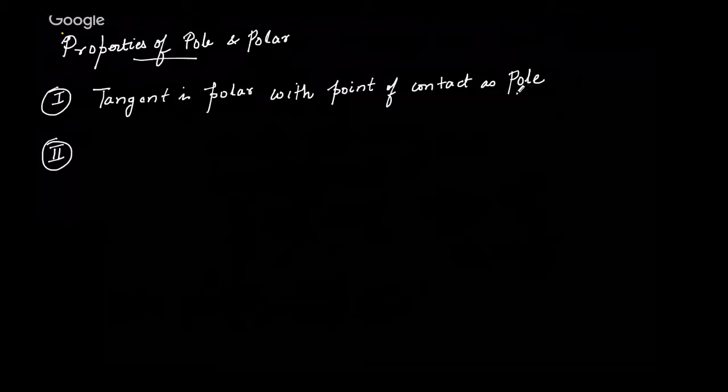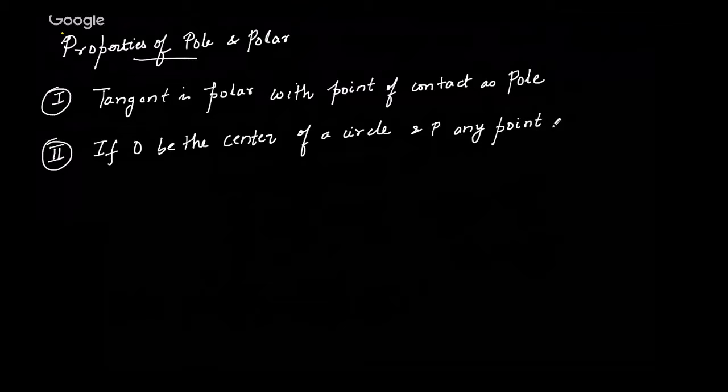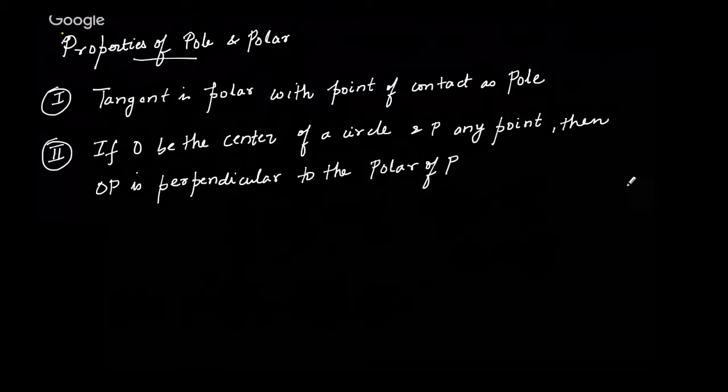Second property that I'm going to talk about is, if O be the center of a circle, and P be any point, then OP is perpendicular to the polar of P. A super, super simple property. You should be able to prove this within a fraction of a second.